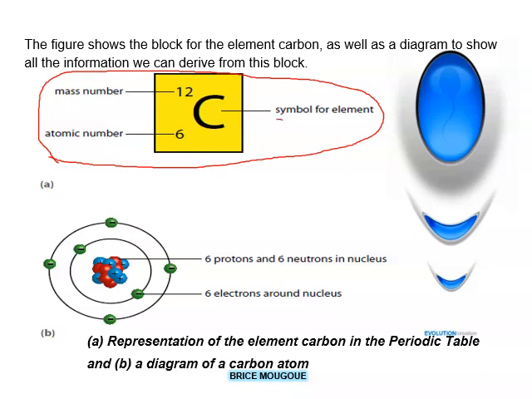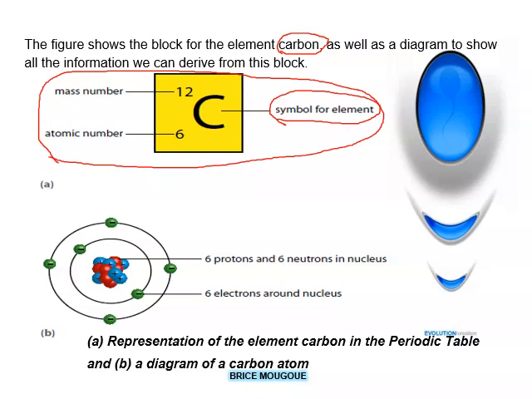We can identify the symbol, which is the letter capital C. And from this symbol, we can work out the name. That's why we get the name carbon. So in a block, we can find a symbol which will give us the name of the element. From this symbol, we got the name of the element. Our element is carbon.